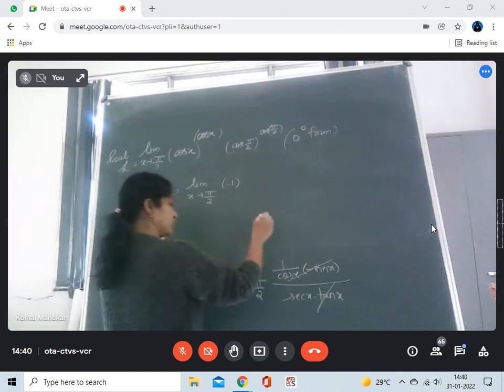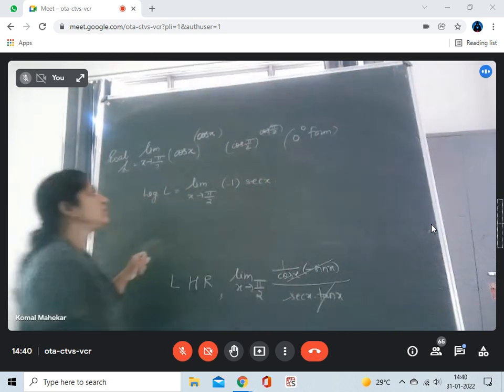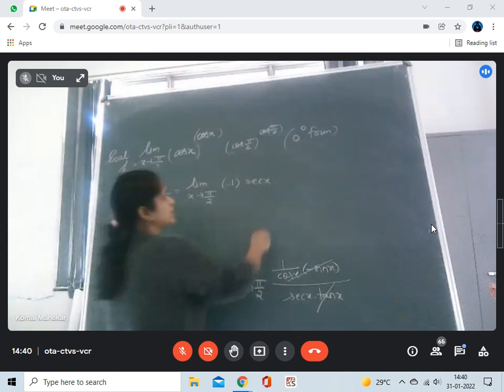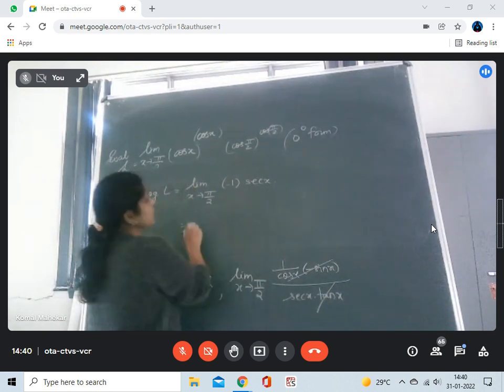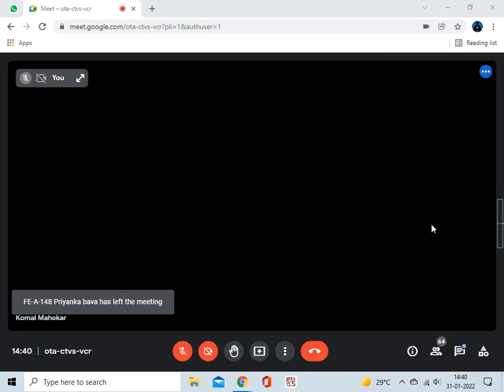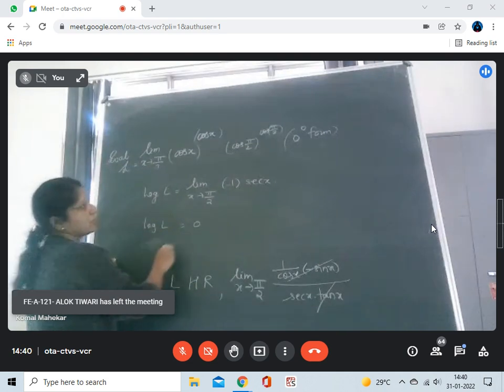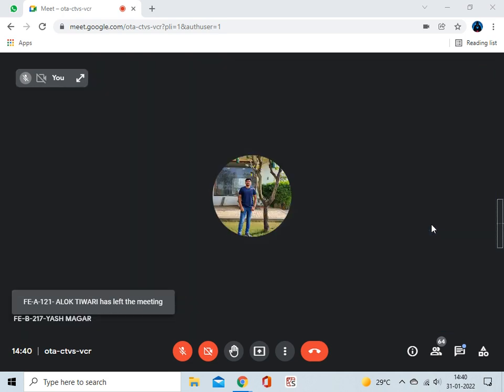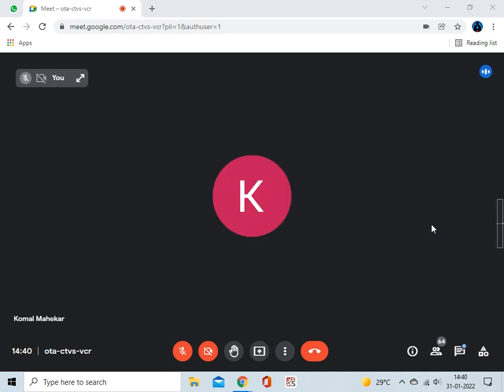into sec x. Sec x is nothing but 1 upon cos, and cos pi by 2 is 0. So what is the answer? This is equal to 0. The left hand side limit is 0, so we get log of L is equal to 0.